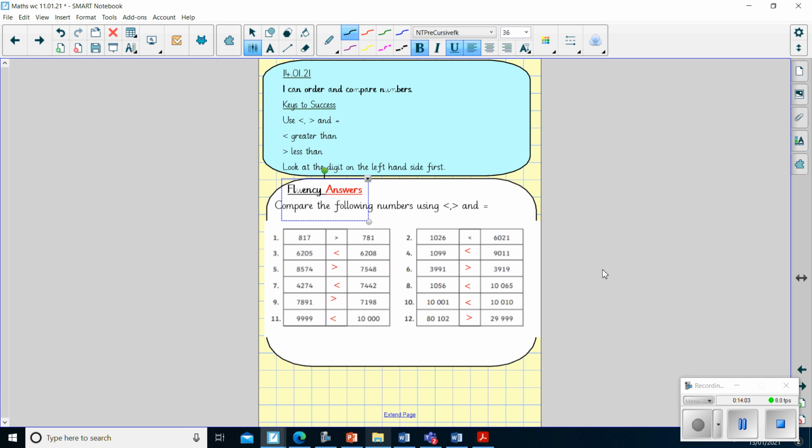Okay, hopefully you got on okay with those. On the board in red, you can see I've popped in the greater than or less than symbols. There weren't any equals to ones. So go through and give yourself a tick if you got it correct. Pause the video and mark your work and then pop back to me.